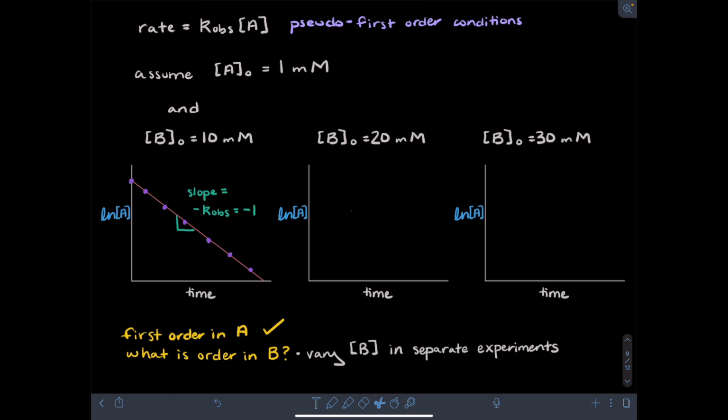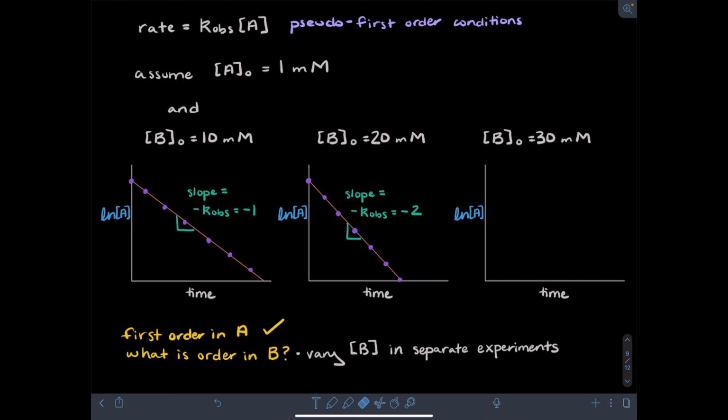The reason we're going to run the following 2 experiments with different B concentrations starting out is to figure out what the reaction order is in respect to B. Let's say that you ran your reaction with the starting concentration of B equal to 20 millimolar, and remember the concentration of A starting out was 1 millimolar again. You would measure the concentration of A as it changes with respect to time, and plot the data as the natural log of A versus time.